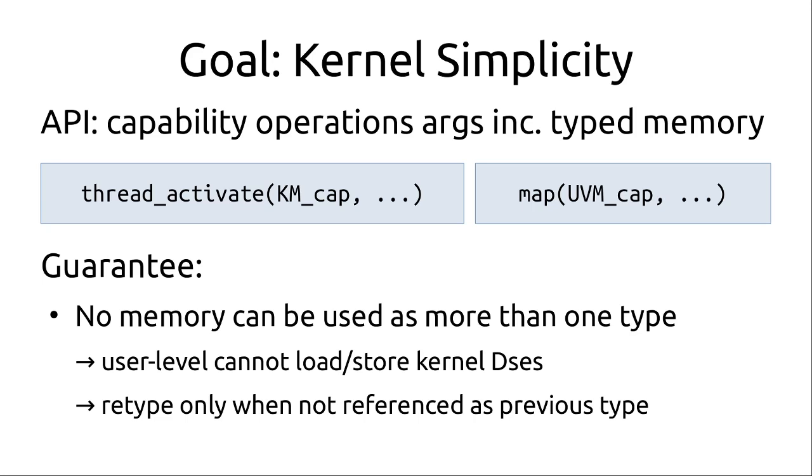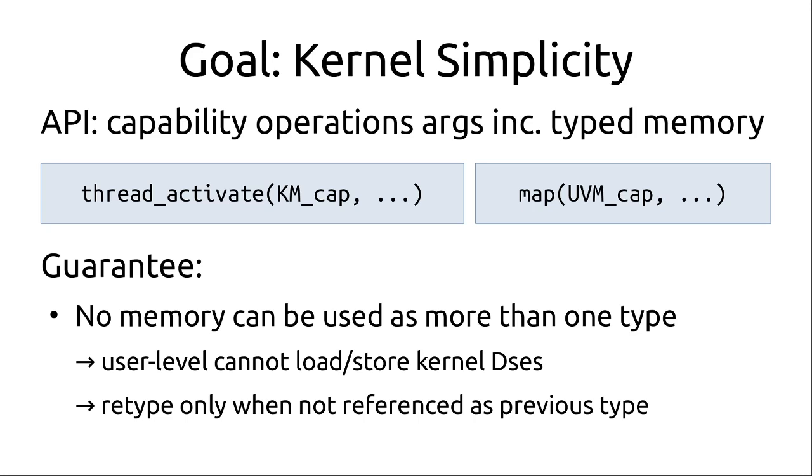So when we want to perform an operation on a capability, we might execute a call like thread activate. And activate essentially says that we want to activate in a capability slot a new, in this case, thread. And we pass in a capability to that kernel memory that we have access to that we want to use to back that thread.